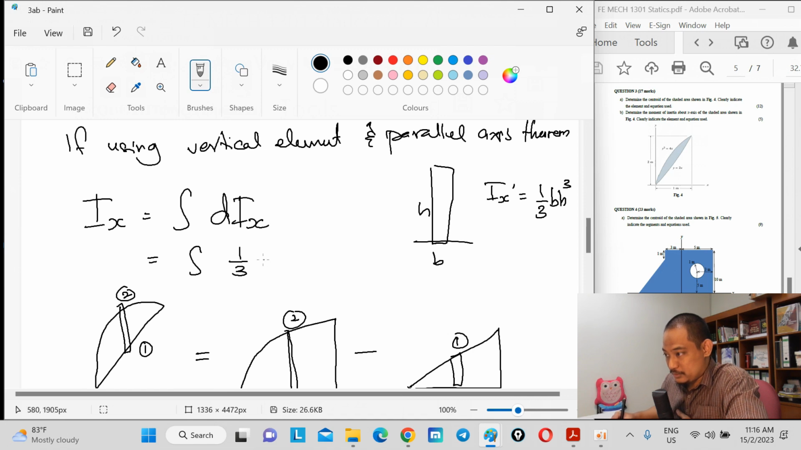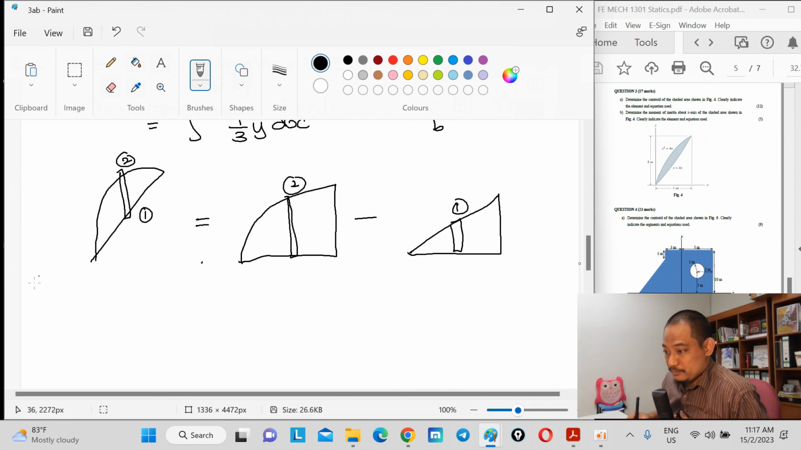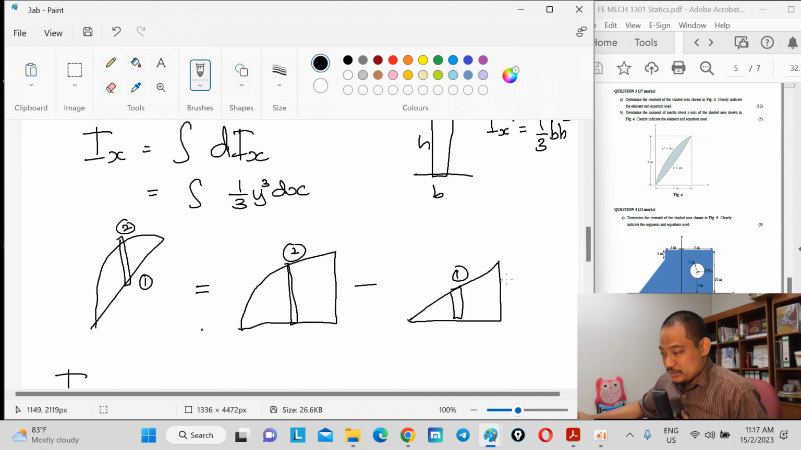So it becomes the integration of 1/3 y cubed dx, right? 1/3 y cubed dx, because dx is b, y is h, right? So using that, Ix becomes, okay, for this one the limit will be the same, from 0 to 1, right? But the equation is different, right?